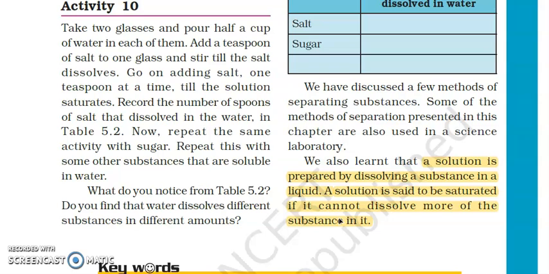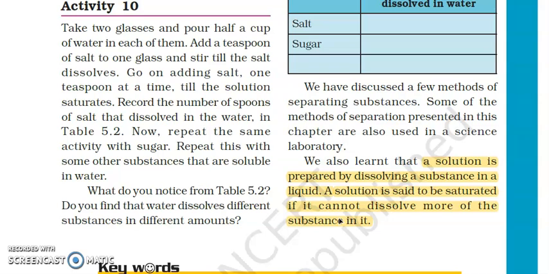So this is important, and in this chapter we have studied why separation of substances is done. First point, to remove impurities. Second, to remove harmful chemicals or substances, and thirdly, to obtain two different useful components separately. So this is the purpose of separation.